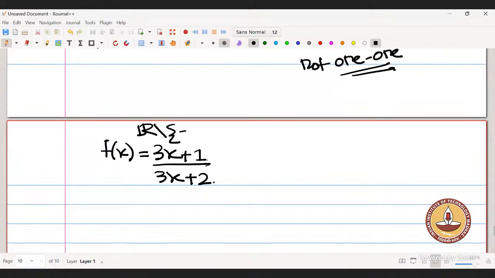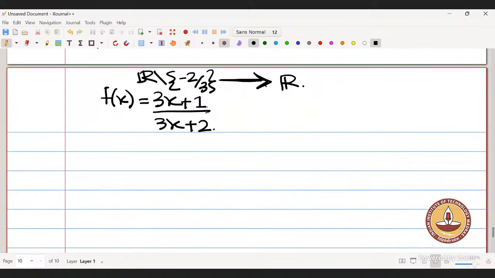So the domain is R minus 2/3 to, let's say, R, right? Yeah. So do you think this function is injective? Yeah. Why? It passes the horizontal line test, I think. Sorry? It passes the horizontal line test. What is the graph of this function? If this function passes the horizontal line test, then you must have the graph of the function. Tell me what will be the graph of this function?